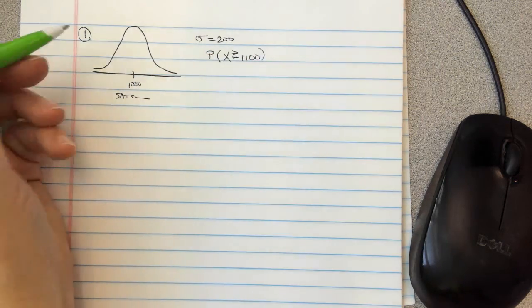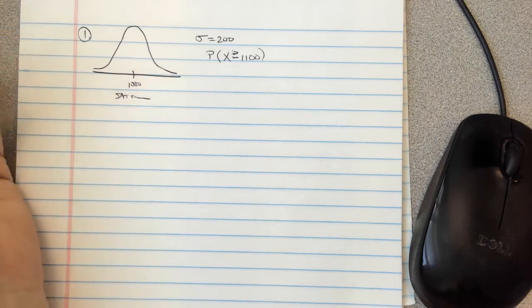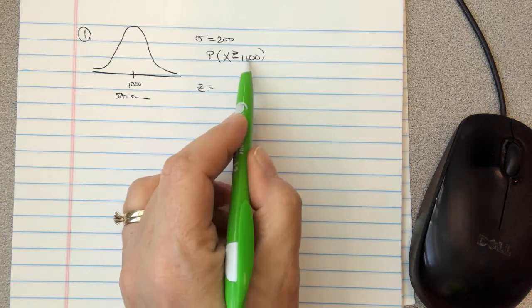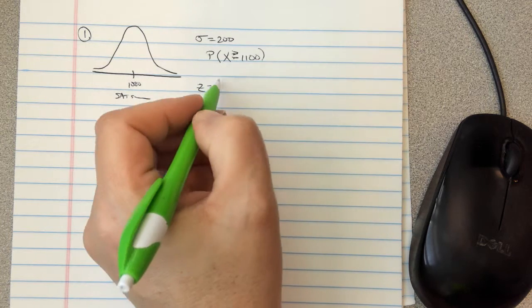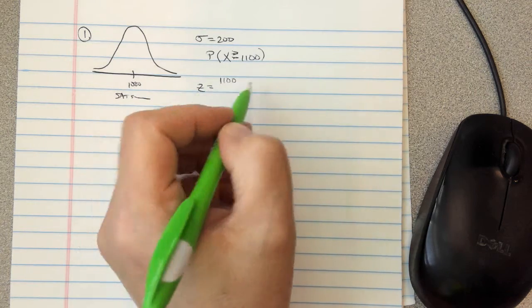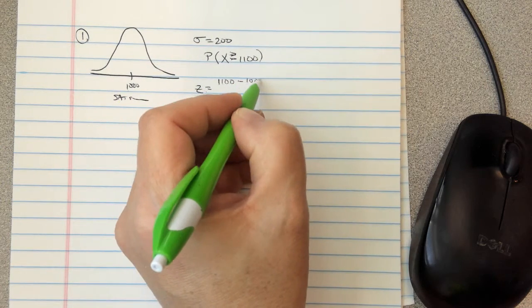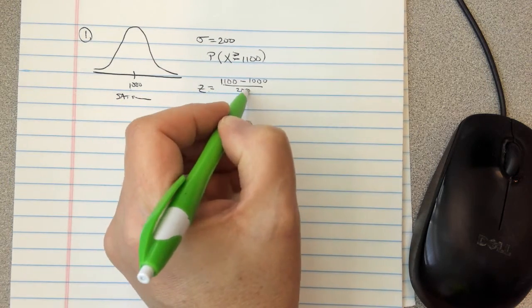Okay. So where is 1,100 on the curve? Well, we need a z-score for that. So we calculate a z-score. The observed score at the boundary is the 1,100 we want the student to have, 1,100 or higher. We subtract the mean, that's 1,000. Divide by the standard deviation, that's 200.